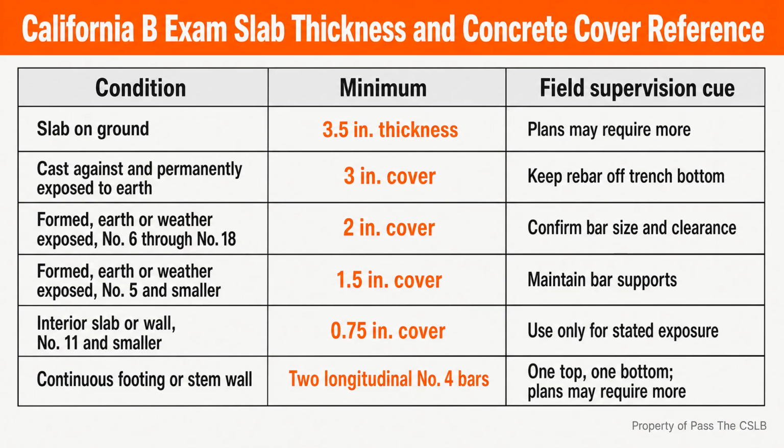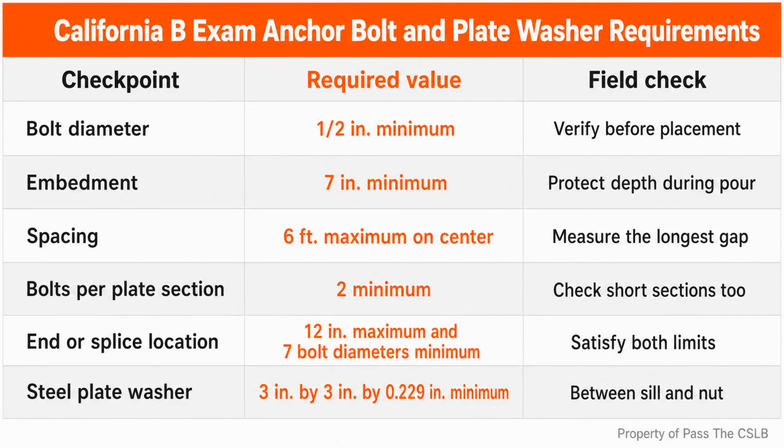The washer is not an ordinary small round washer. The report specifies a steel plate washer at least 3 inches by 3 inches, by 0.229 inches thick between the sill plate and the nut. That large bearing area is a specific connection detail the field supervisor has to recognize and protect. I use a short memory rhythm for the anchor bolt checkpoint. 7 inches deep, 6 feet apart, 12 inches maximum from the end, and 2 bolts minimum per plate section.